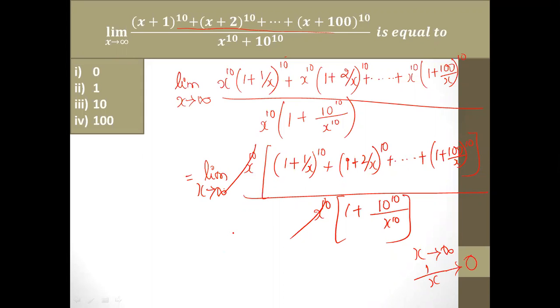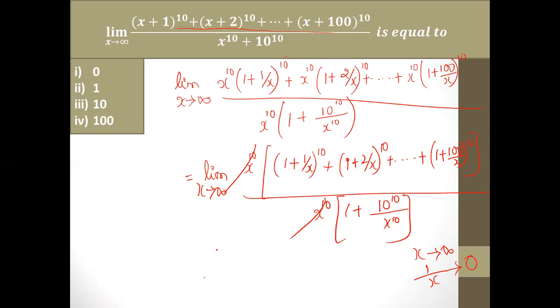Give me the answer. What is the answer? Wherever you have 1 by x, put it as 0. 3? What is the answer? There is no option as 330. You have only the options 0, 1, 10, 100. Out of these only you should have some answer. Put 0 wherever you have 1 by x. Should I solve this? Okay, I'll solve.